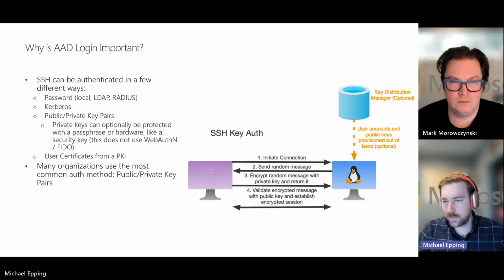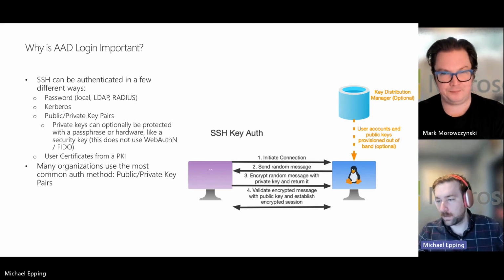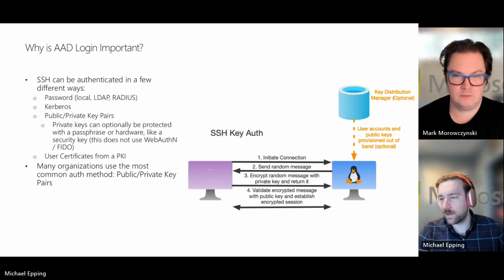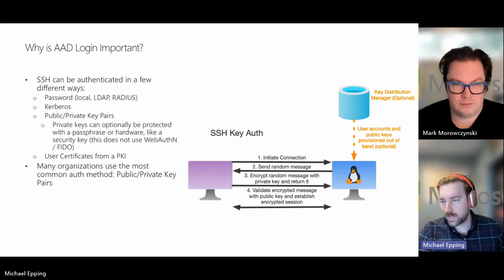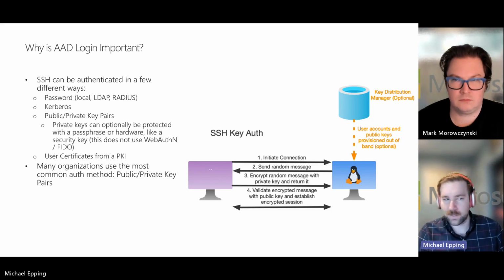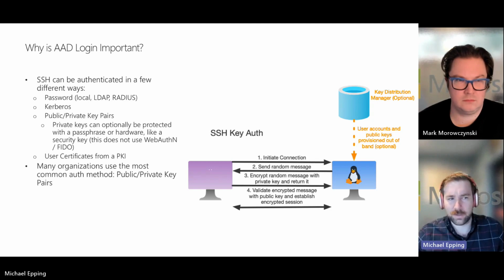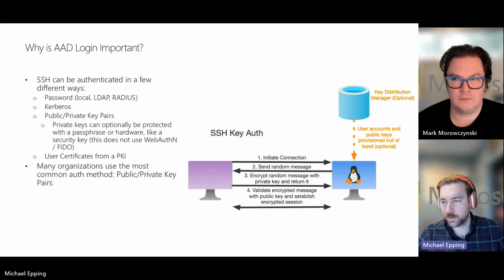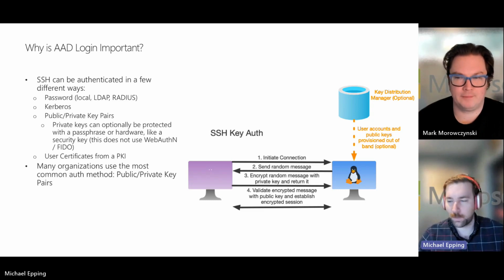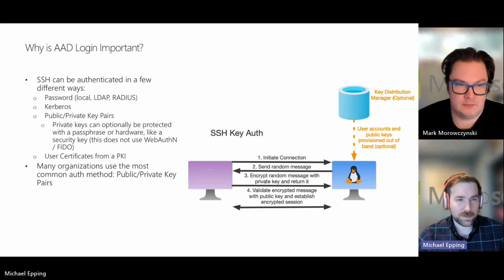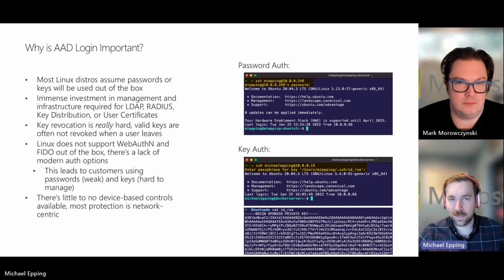And then the other one that we see really, really commonly is public key, private key pairs, where you have a key that's on the server and a secret key that's on your client, and you sign some data with the secret key and you send it to the server, and the server validates it. And if everything's in alignment, then the user's allowed in. There's a couple other options that we see organizations use, like user certificates from a PKI, but most commonly we see the defaults used for whatever the distro comes out of the box with, which typically means username and password or public-private key pairs.